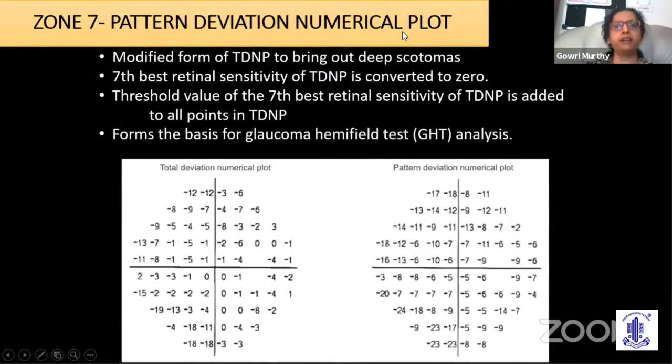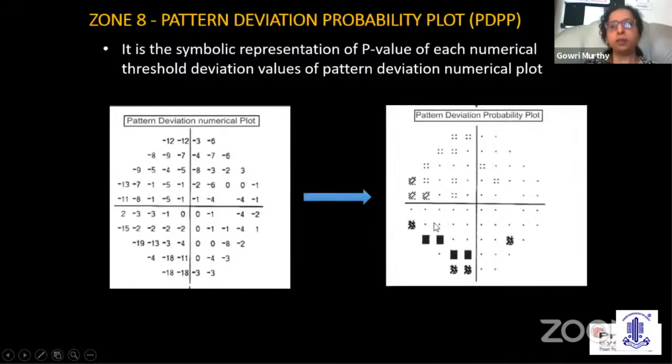The next zone is the pattern deviation numerical plot, and what happens is in the total deviation numerical plot, the 7th best retinal sensitivity is converted to 0, and then this is added to all the points in the TDNP, and this is what gives you the pattern deviation numerical plot, sorry. So this pattern deviation numerical plot forms the basis for the GHT test as well. So again, this numerical plot, we can't make too much sense out of the numbers. We have to rely on the pattern deviation probability plot, again, where we have these symbols, which will tell us how likely that this area of the visual field is abnormal.